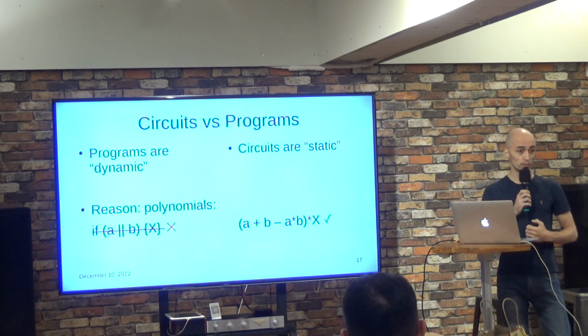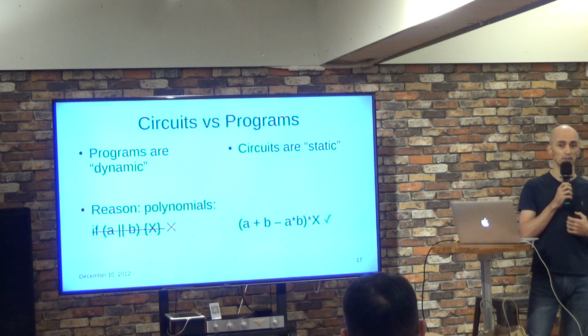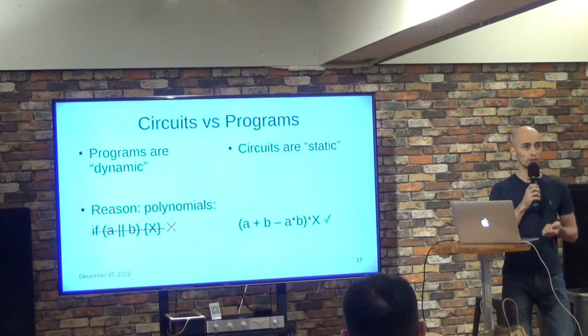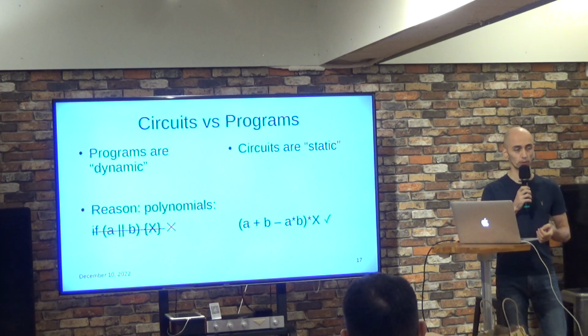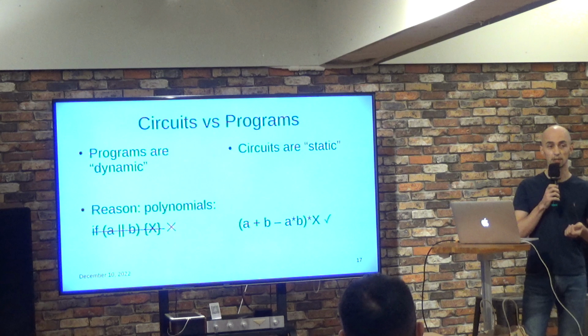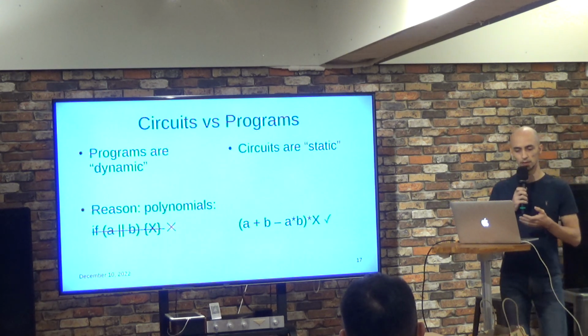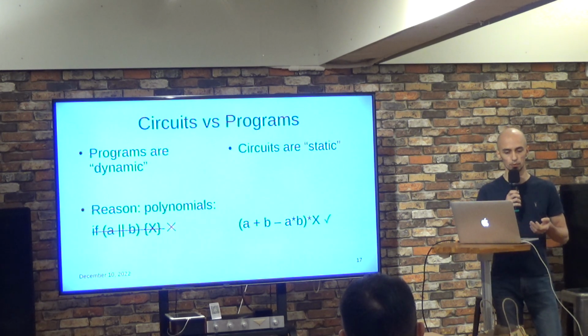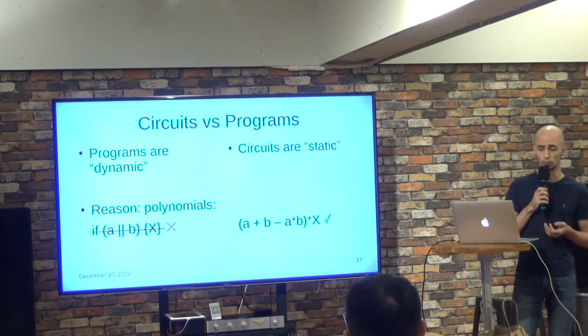The reason behind that is that ZK-SNARKs use polynomials under the hood to describe those computational statements. We will not go very deep into cryptography here, but polynomials turn out to be very, very convenient for this particular purpose, for this particular use case of zero-knowledge proofs.